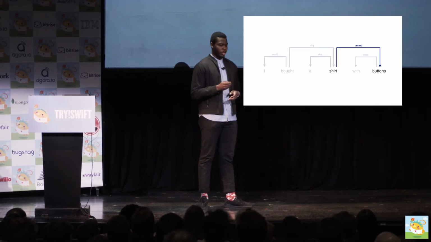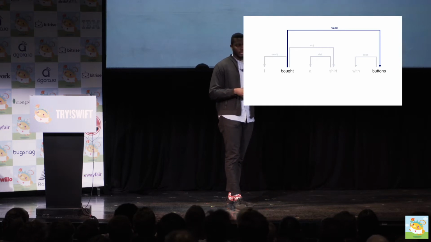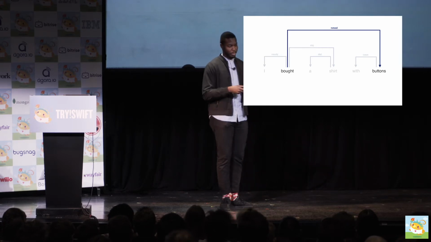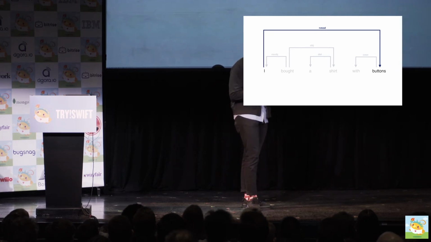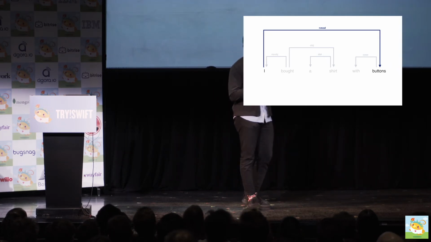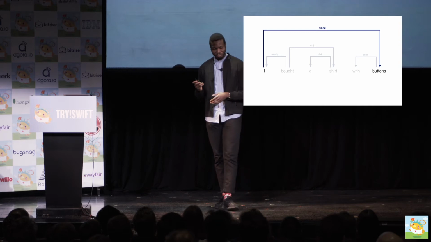Let's take a look at another parse we can get. So in this parse, there's a dependency from bought to buttons. And you can reason around this as buttons being a form of payment that I bought a shirt with. And here's another possible parse we can get. So notice now this dependency goes from I to buttons. And you can reason around this as buttons being a person who accompanied me to purchase a shirt.